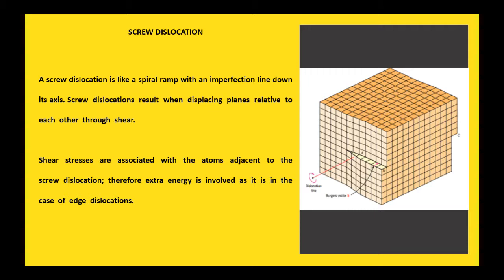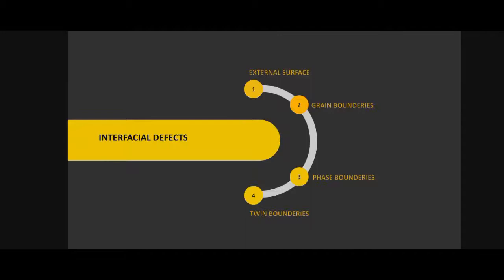Screw dislocation. A screw dislocation is like a spiral ramp with an imperfection line down its axis. Screw dislocation results when displacing planes relative to each other through shear. Sa screw dislocation, palaging parallel ang dislocation line, di gaya sa edge dislocation na perpendicular. Also, screw dislocation provides easy crystal growth because of additional unit cells and atoms that can be added to the screw. So, let us now go to interfacial defects.